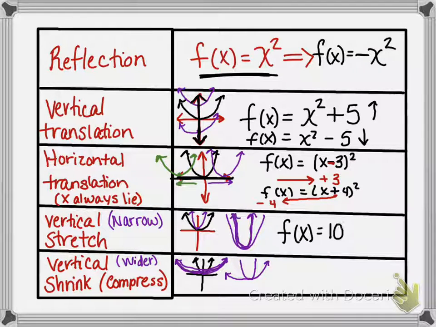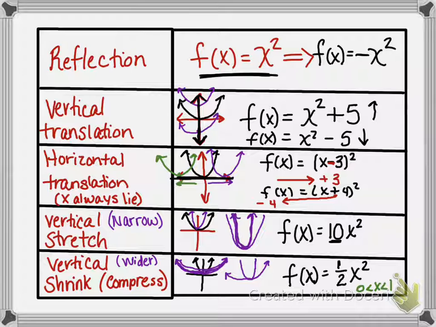So I want the number in front of x squared to be big. If I'm going to shrink, I want the number to be smaller. I want it to be a fraction. Now, not just a fraction. I have to have, in order to do this one, my fraction between 0 and 1.